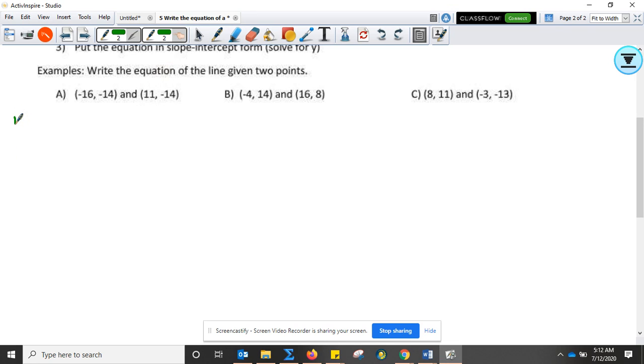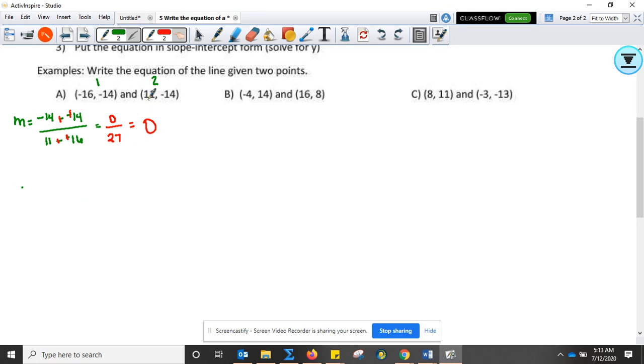M equals y2, this is group 1, this is group 2, negative 14 minus negative 14 over x2 minus x1, 11 minus negative 16. Okay, so when I subtract a negative, I'm going to be adding. So negative 14 plus 14 gives me 0 over 11 plus 16 is 27. Okay, so that's going to reduce to 0. So there's my 0. That's my slope.